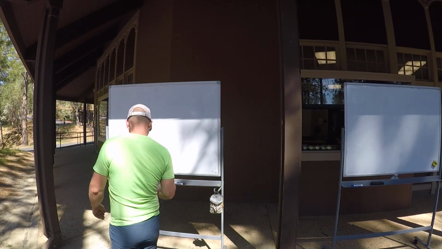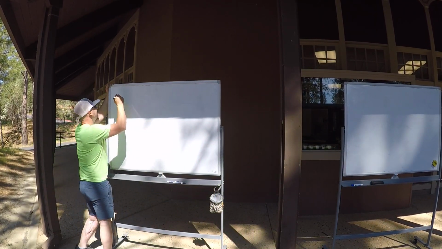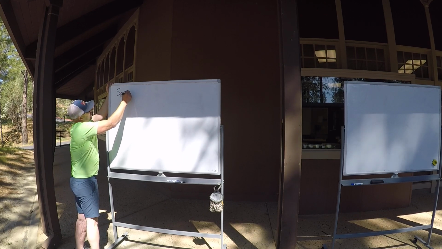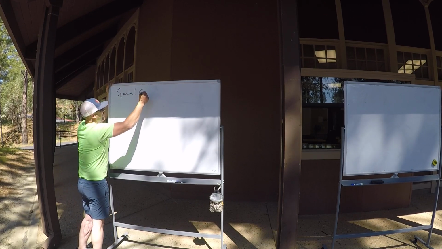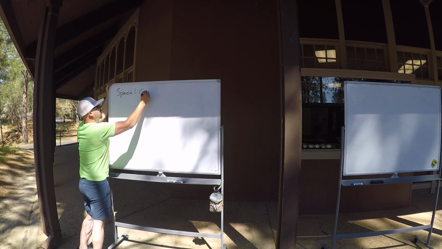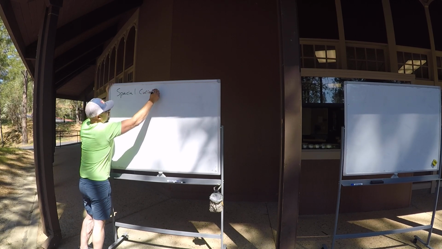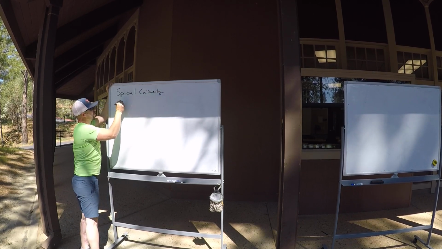So let's talk about a spatial curiosity called, oh, that is how you spell curiosity. Called the cross product.